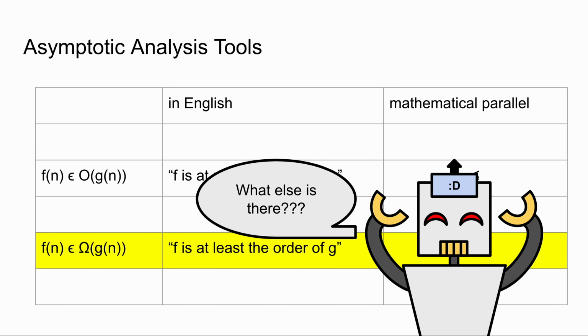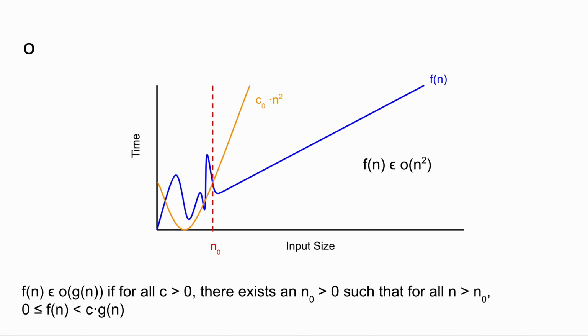That's a great question, Tim. Let's check it out. Formally, f of n is in little o of g of n if for all positive constants c, there exists a positive constant n naught such that for all n greater than n naught, 0 is less than or equal to f of n is less than c times g of n.